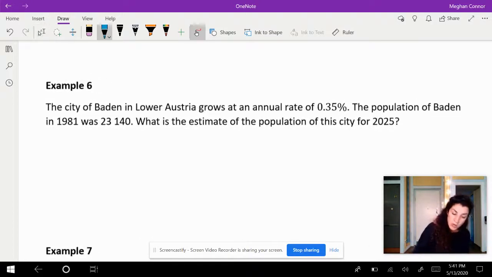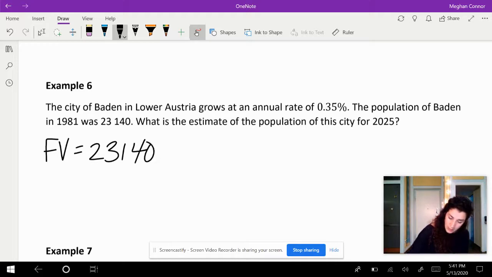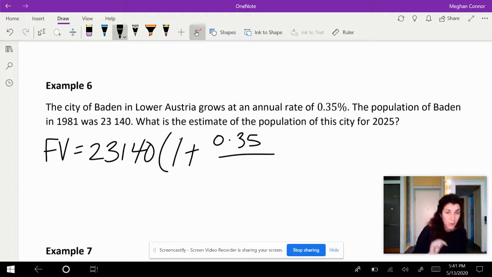So we don't know what the final value is here. So we can set it up just like we've been setting up our interest rate, our financial stuff. So final value is this guy. The initial value was 23,140. 1 plus 0.35, since it is 0.35%, divided by 100. Compoundings is 1. And then 1 times, and then what's 2025 minus 1981 is 44.